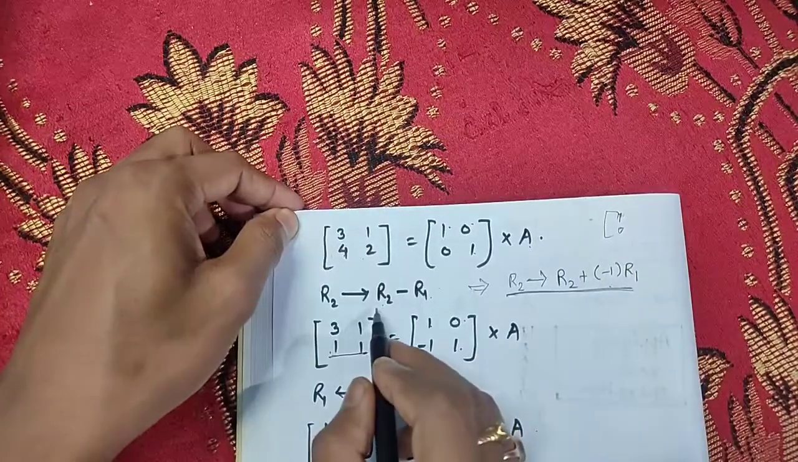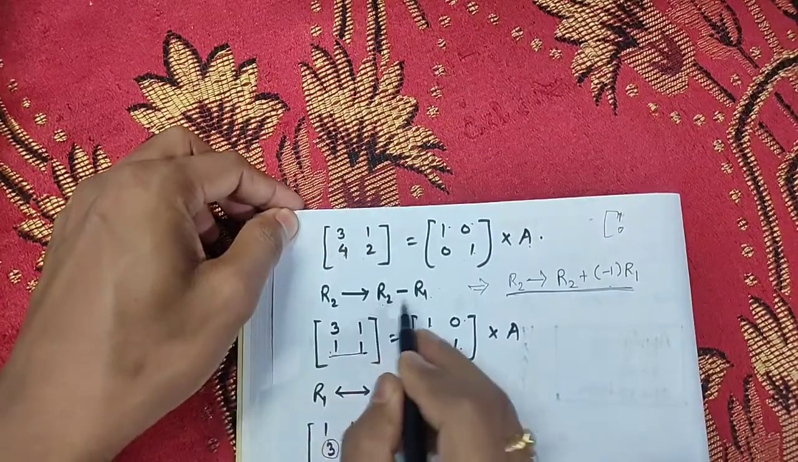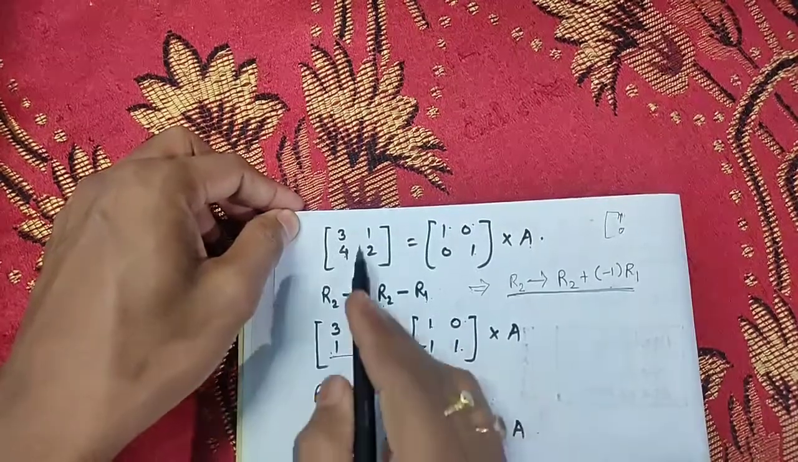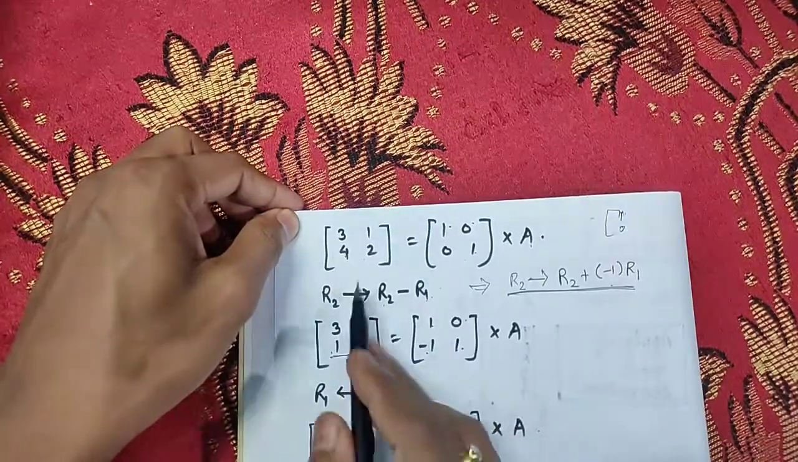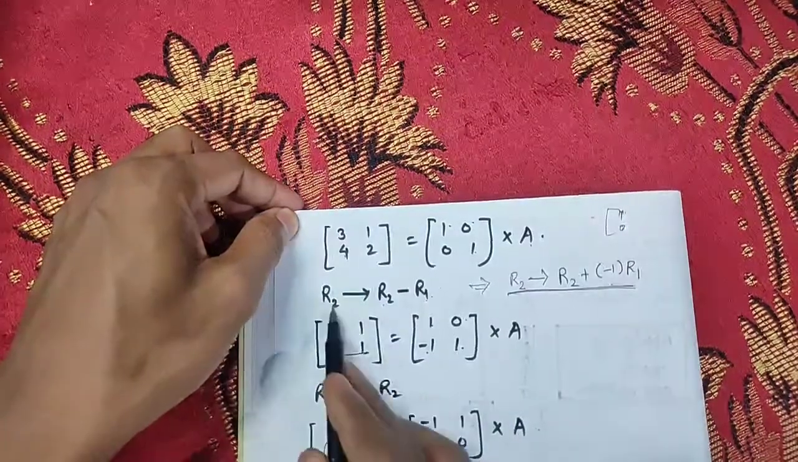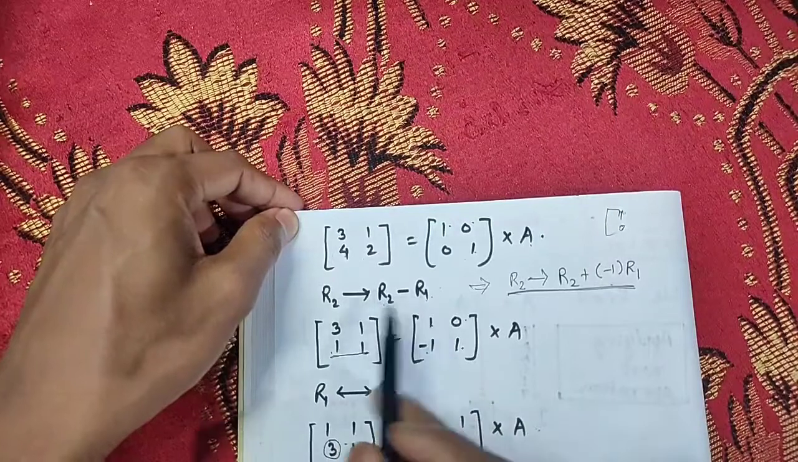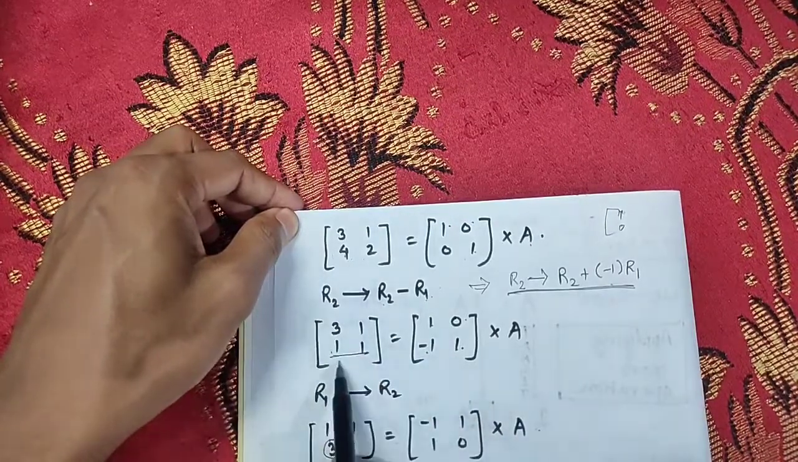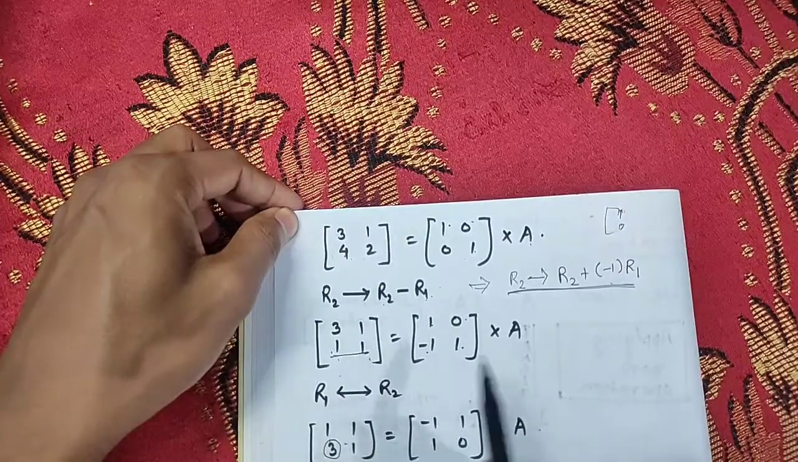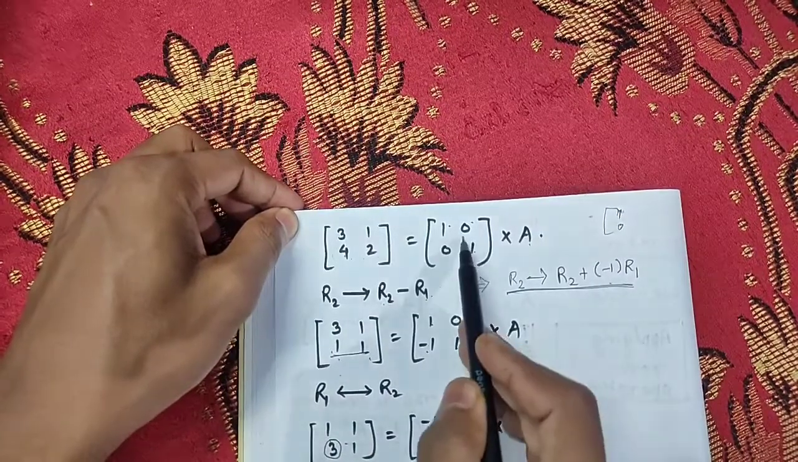This is same of this. R2 equals to R2 minus R1. So if you are doing this operation over here, what you are getting? R1 we are not changing. R1 is fixed. 3, 1. R2 we are changing. R2 minus R1. That is 4 minus 3, 1. 2 minus 1, 1. And the same operation we have to perform over this matrix.